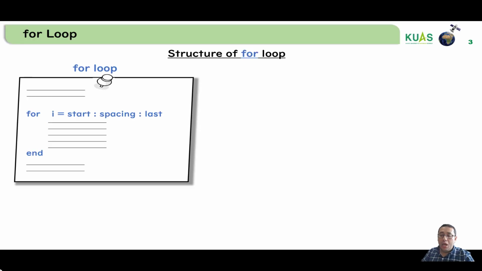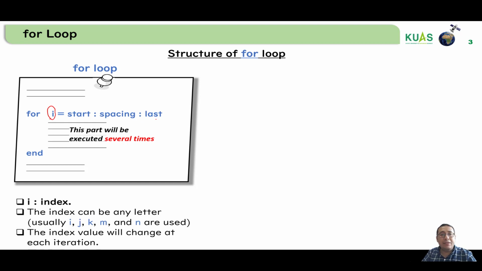Let's start. First of all, the structure of the for loop is like that. We have here for and we have end. And between for and end, this part will be executed or repeated several times. This is the part in which we are going to do several iterations. And if you check here, you will find i equals the start value, colon, spacing, colon, and then the last value.